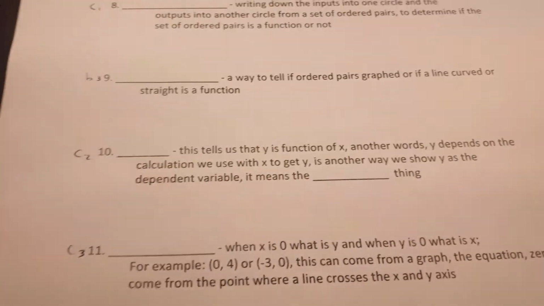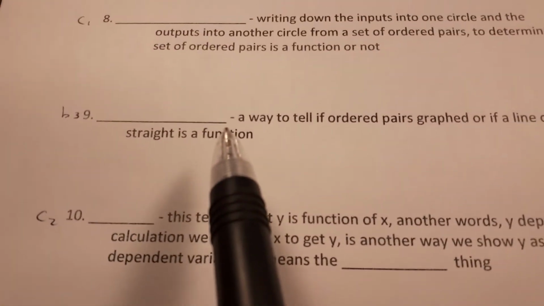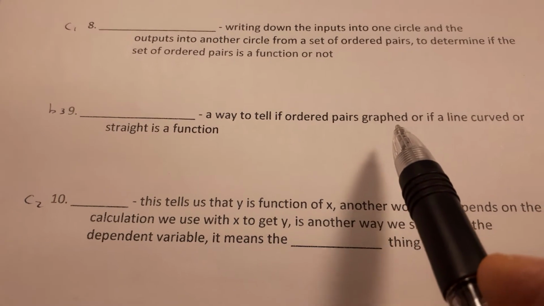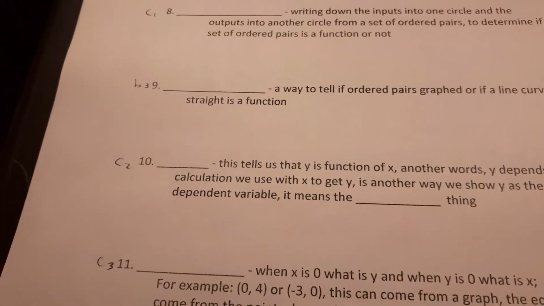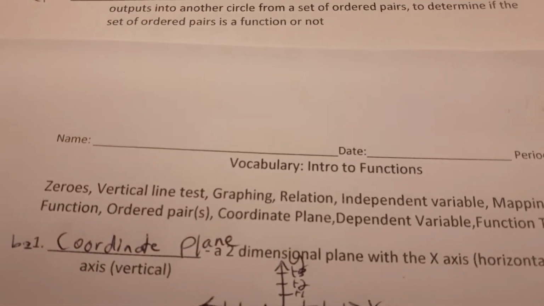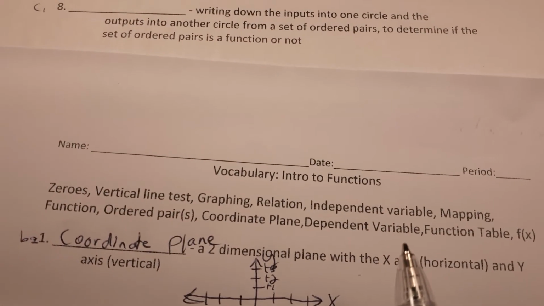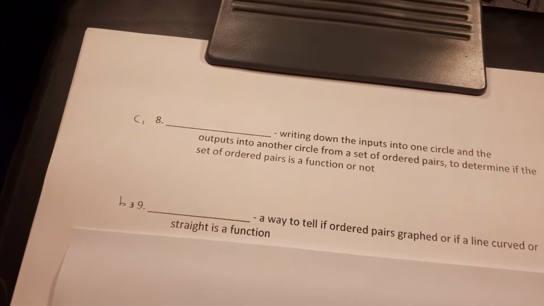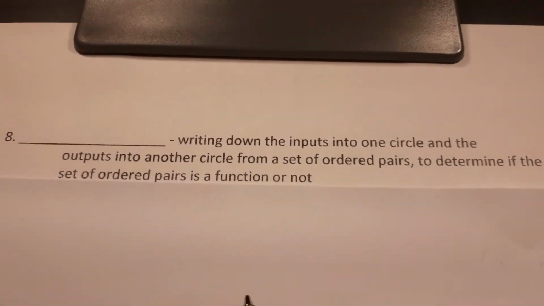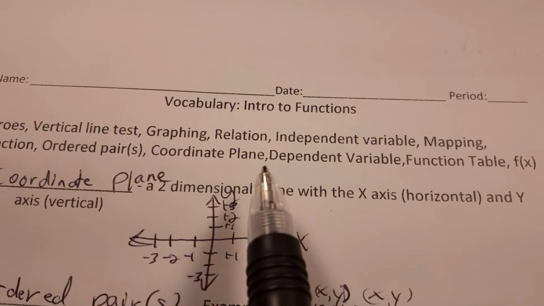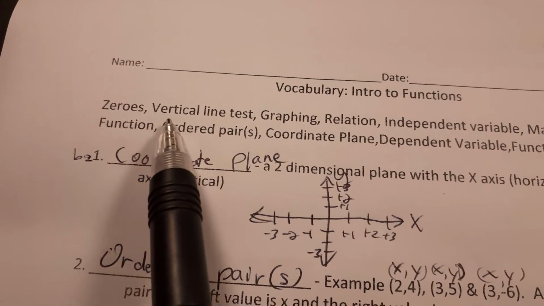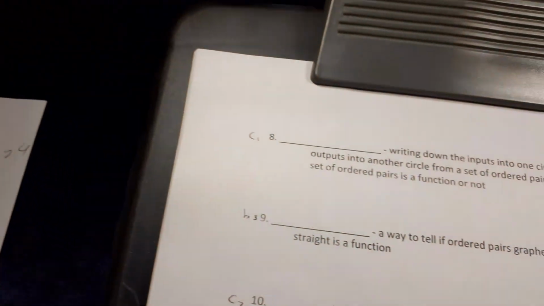All right, so going to the next page. Number 9: a way to tell if an ordered pair graphed, or a line, or a curved line or straight line is a function is called the vertical line test. Making sure that's number 9. Okay, we're looking for a vertical line. Vertical line test. We're writing this in for number 9.